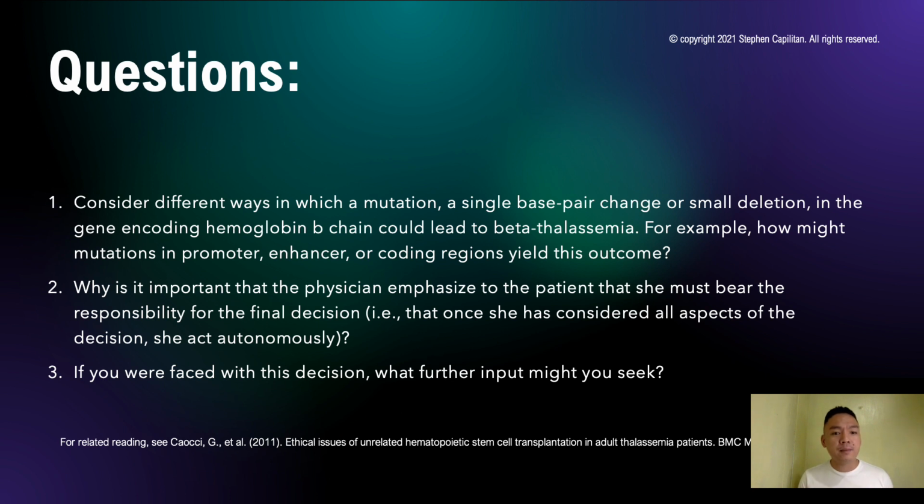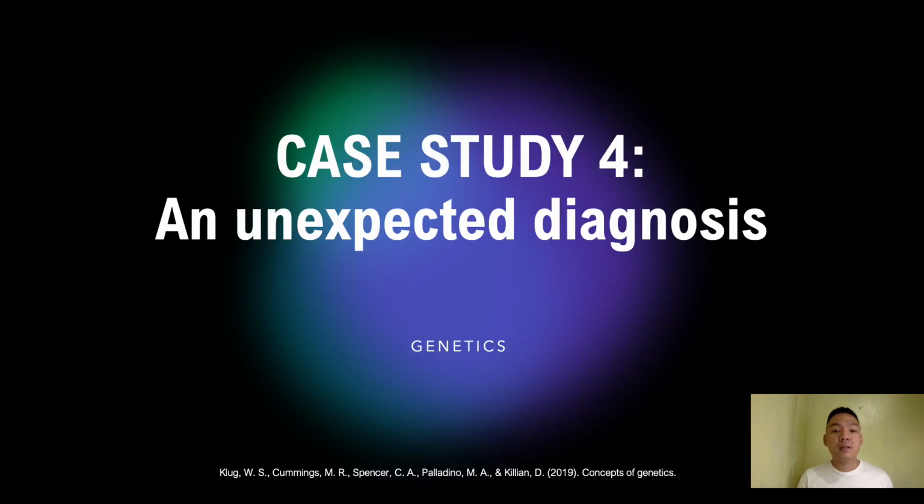And why is it important that the physician emphasize to the patient that she must bear the responsibility for her final decision, that once she has considered all the aspects of the decision, she acts autonomously? And if you were facing this decision, what further input might you seek? Are you going to go with stem cell therapy or not? So that's our third case study. Our fourth case study will be called the unexpected diagnosis, and it goes like this.